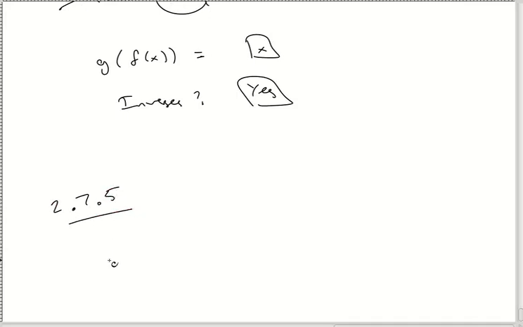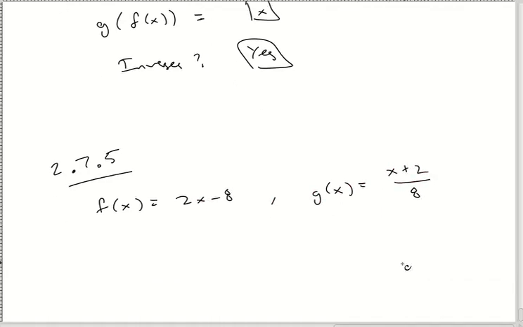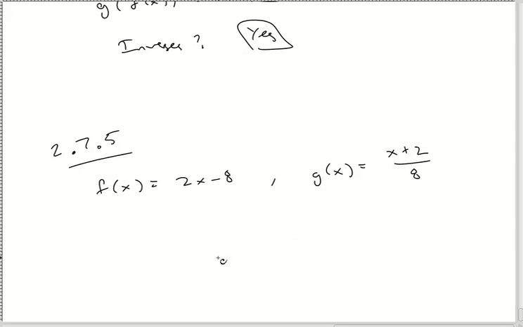275. Now, here's the thing with this one. This one we're going to take a little bit of time on. I've got 2x minus 8, and then I've got the x plus 2 over 8. Are they inverses? Well, I have a minus 8 and then a divide by 8. Okay, I got a multiply by 2. Now I have a plus 2.